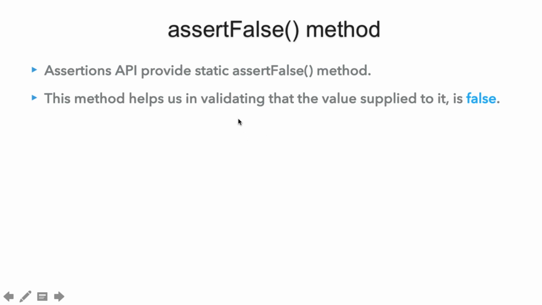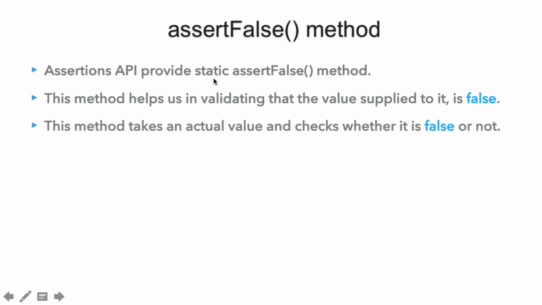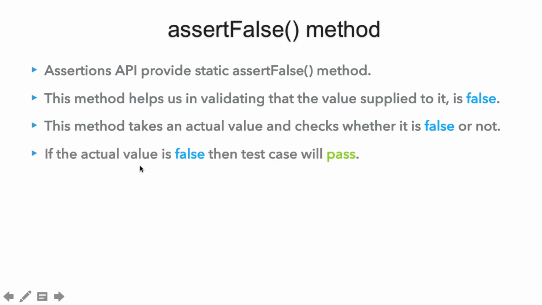Now this method helps us in validating that the value supplied to it is false. To the static assertFalse method, we provide a boolean value, and it asserts whether it's false or not. If the actual value is false, then the test case will pass. And if the actual value is true, then the test case will fail. So it works exactly opposite to the assertTrue method.